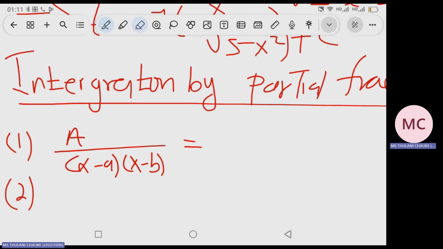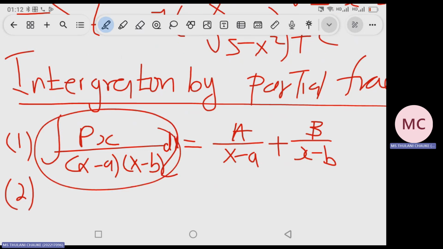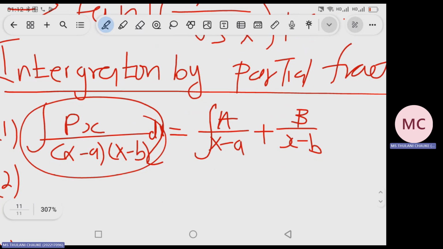And then to convert it into partial form, it means you're going to say b over x minus a plus c over x minus b. Let me just say this one is px so that you can get used to this. You'll separate these things like this and then you're going to solve. So if here you're having the integral of px, then this will be equivalent to the integral of this.